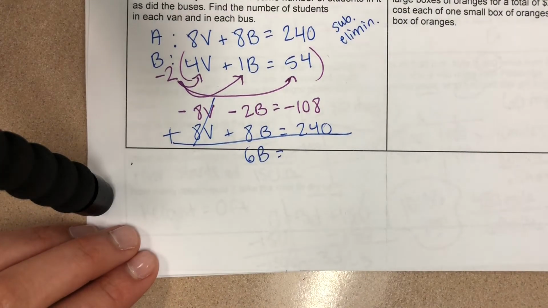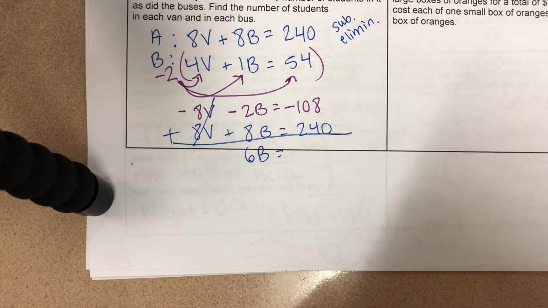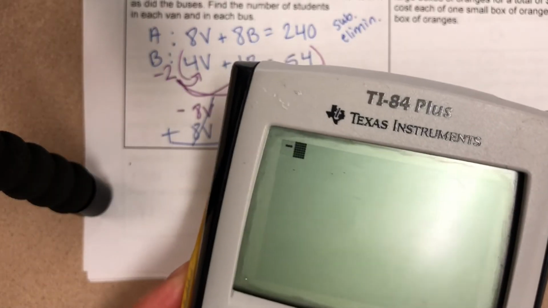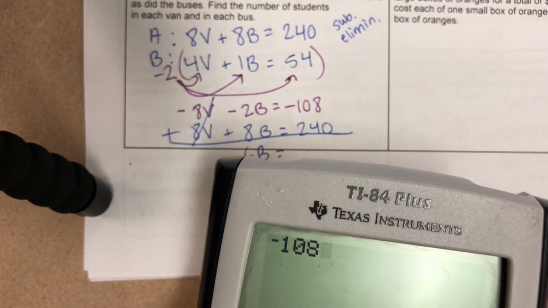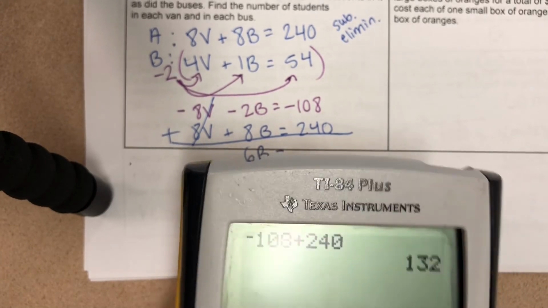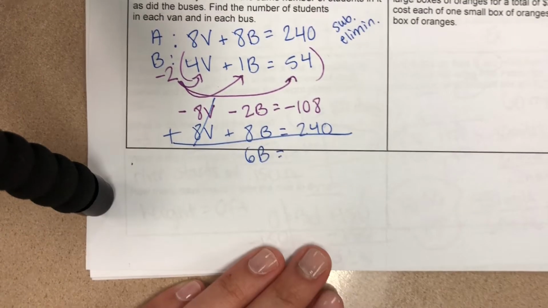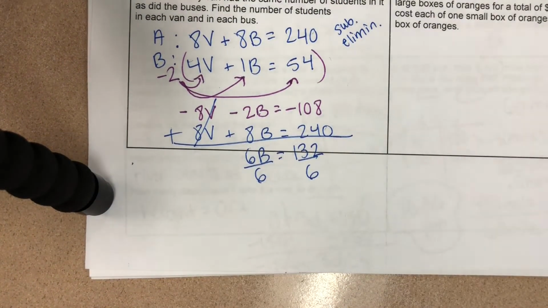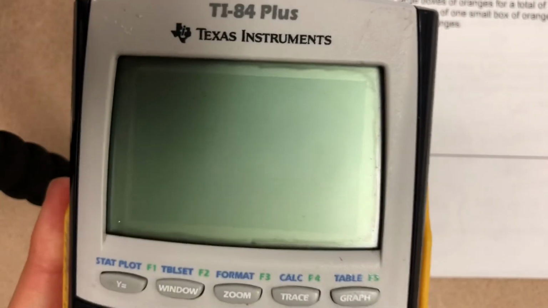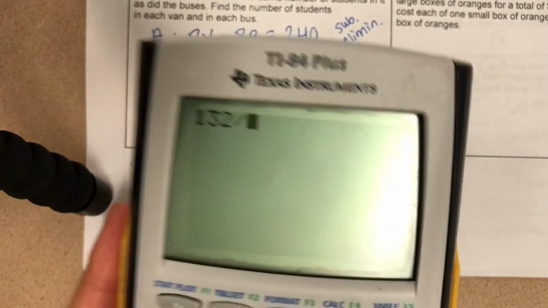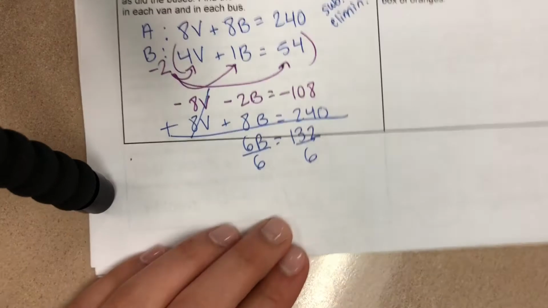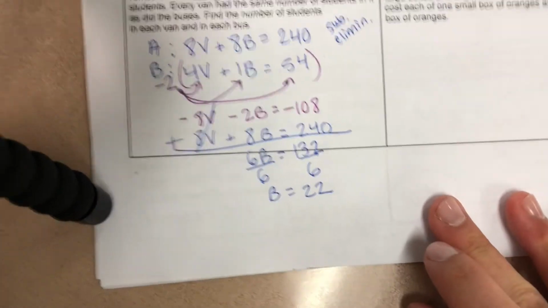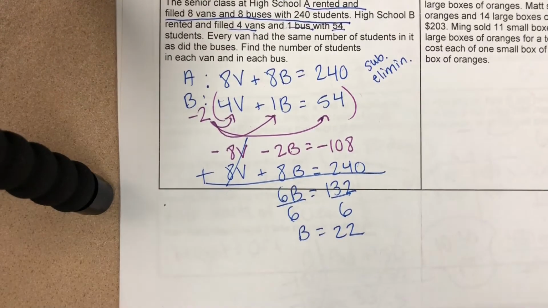And then -108. Let's just do this on my calculator. So -108 plus 240 is going to give me 132. And then I divide each side by 6. So I'll do 132 divided by 6, that's going to give me 22. So B equals 22. My final step to just get the value of V is I can pick the equation.